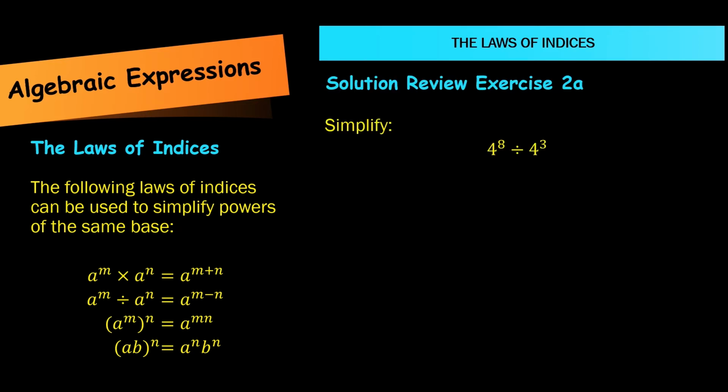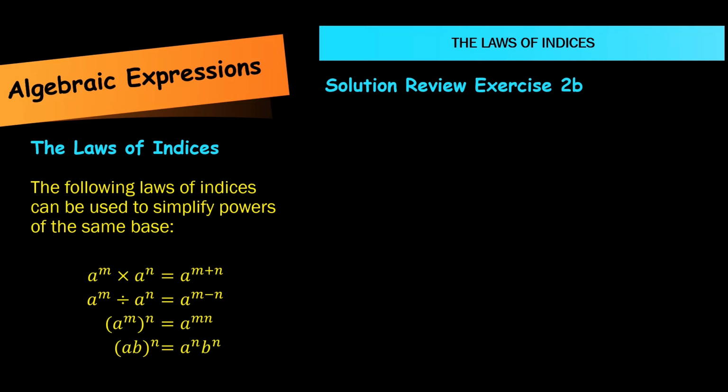And now for review exercise 2a. Simplify 4 to the power 8 divided by 4 to the power 3. Since we're using the same base, we can subtract the indices, as shown in the given law. So 4 to the 8 divided by 4 to the 3 is equal to 4 to the power 8 minus 3, which is of course equal to 4 to the power 5.